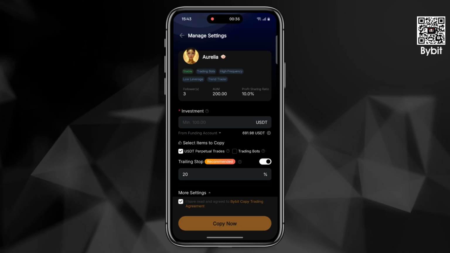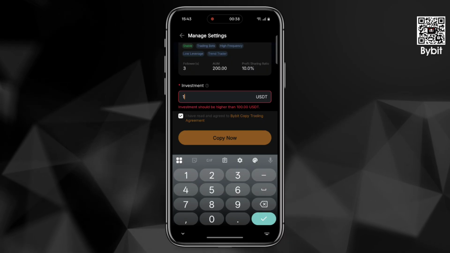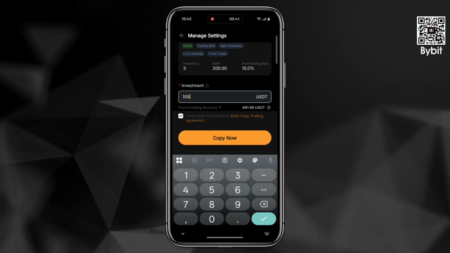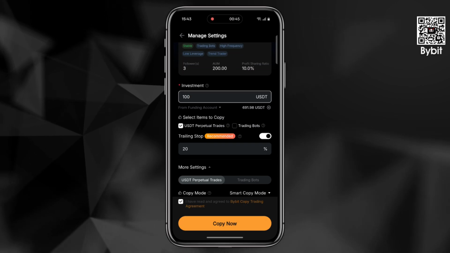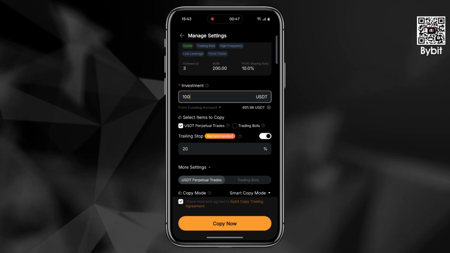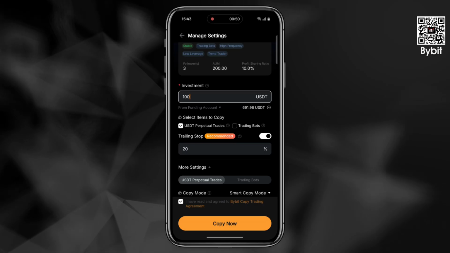Choose the copy mode. Fixed amount, for example, $50 per trade. This is the best option for beginners, as you always know the maximum risk per position. Multiplier. Trades scale according to the trader's volumes. This mode can yield more profits, but also carries higher risks, especially if the trader places large orders.